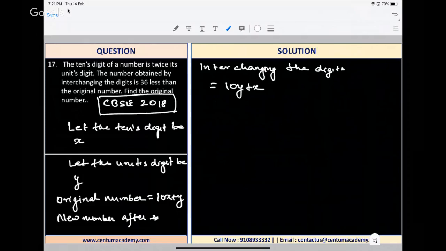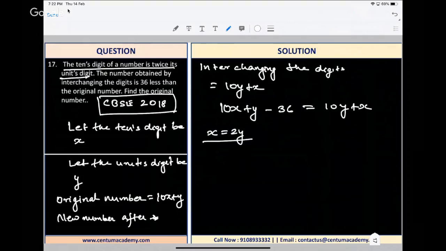Correct. Now what are they saying? The number obtained by interchanging is 36 less. So the new number is 36 less. That means the original number is 10x plus y, and if you subtract 36 from it, you will get 10y plus x. Another piece of information given in the very first line was that the tens digit of a number is twice its units digit. So I know x is equal to 2y, isn't it?